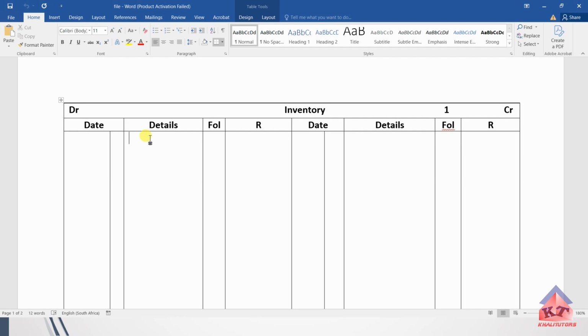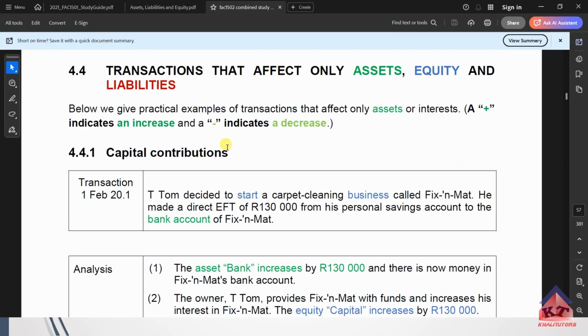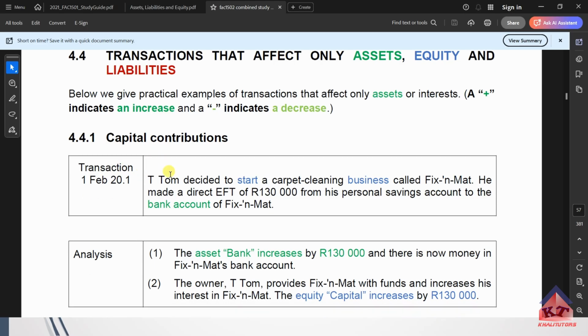Okay, let me give you an example to illustrate this. Okay, let's go to this one. Okay, I'm going to look at this one. Here is a simple transaction.